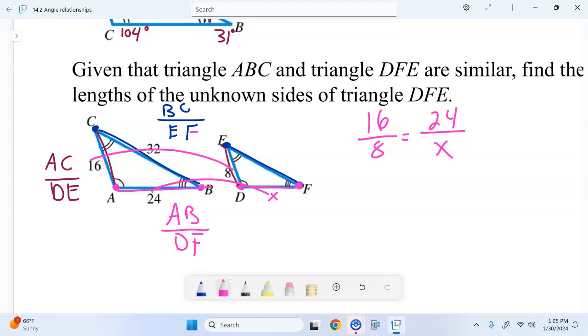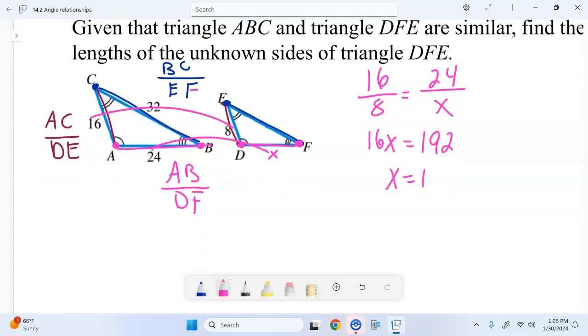Multiply. So we're going to multiply both sides by 8X. On the left, we're left with 16X. On the right, what's 8 times 24? I was thinking of the other multiplication. Say 192. All right, my apologies. X equals 12. So side length DF is 12.